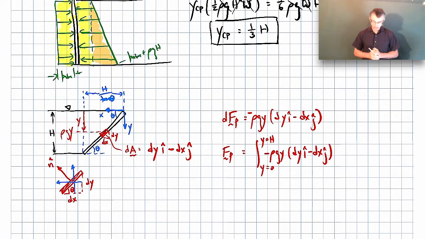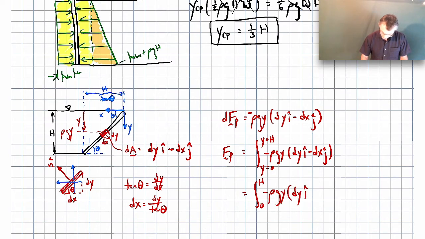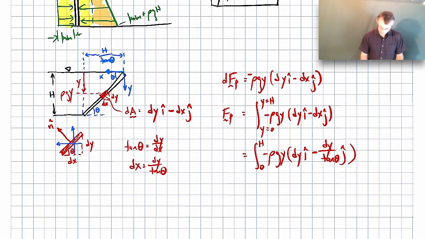Okay. Now, before I do the integral, you'll notice that I have a dy and a dx. Since I'm going to integrate as y goes from 0 to h, I really should turn the x into a y. And I can do that just from the geometry here. If you look at that geometry, again, tangent of theta is dy over dx. So dx will be dy over tangent theta. So I can substitute that in. This will be minus dy over tangent theta. It's important if you're going to integrate over y that everything's in terms of y as much as possible. So we can go ahead and integrate that.